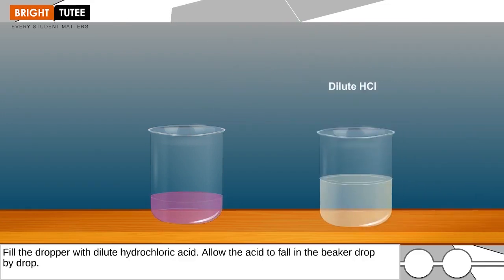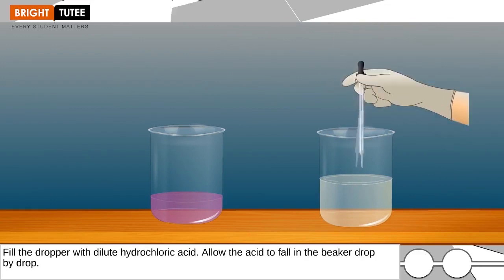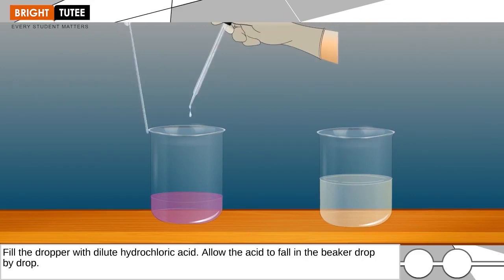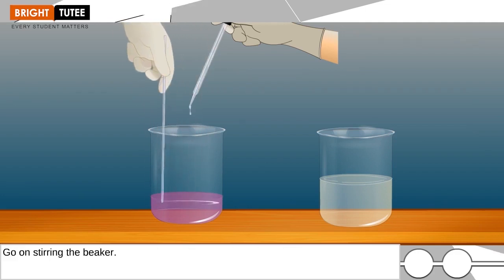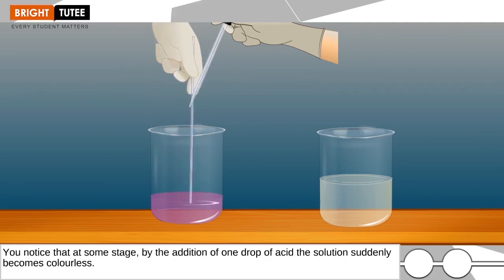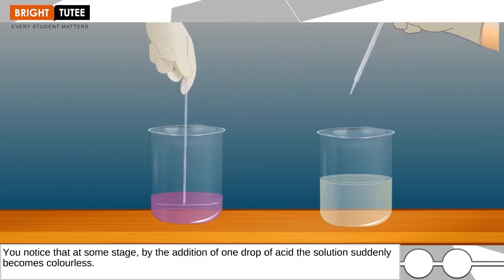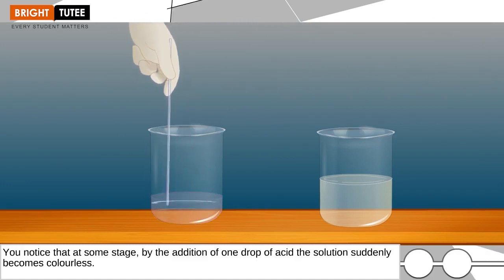Fill the dropper with dilute hydrochloric acid. Allow the acid to fall in the beaker drop by drop. Go on stirring the beaker. You notice that at some stage, by the addition of 1 drop of acid, the solution suddenly becomes colorless.